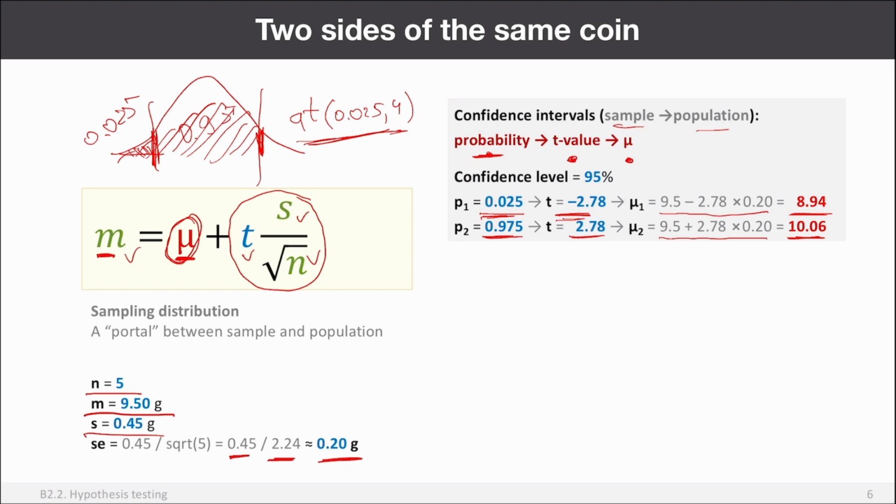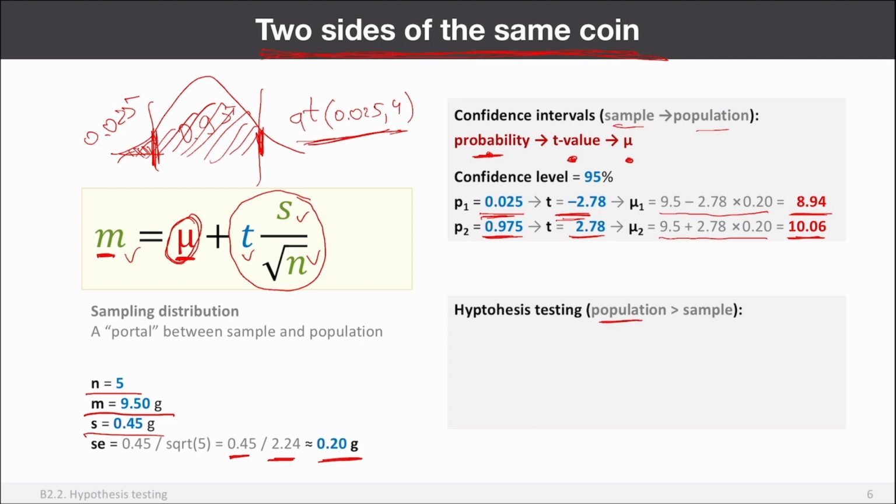Now let's learn how to do it the other way around, how to go in the opposite direction. And that's exactly what hypothesis testing is. So you can see my slide title, two sides of the same coin, because strictly speaking, we use the same distribution, the same portal, but just go in the opposite direction. So in the opposite direction, we should have an assumption about population parameters. We should pretend that we know mu. We will discuss how we get this knowledge in a minute.